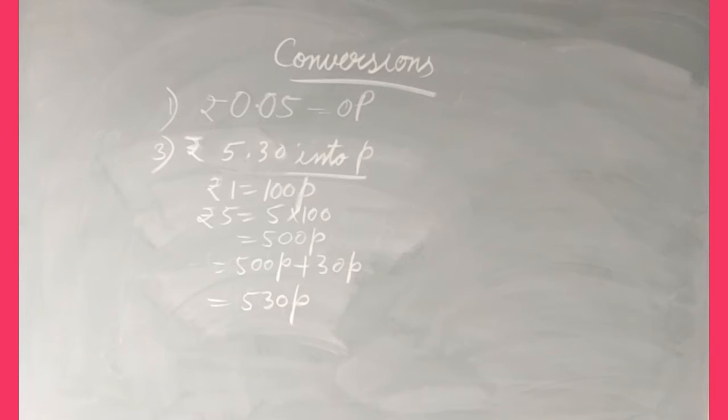So what you are seeing in the third question, it is given 5 rupees 30 paisa. You have to change into paisa. So 1 rupee is equal to how much paisa? 100 paisa. Then 5 rupees equal to 5 into 100. Answer will be 500 paisa. Okay. 500 paisa plus 30 paisa, what answer? That is 530 paisa. Okay, it is clear to you all?